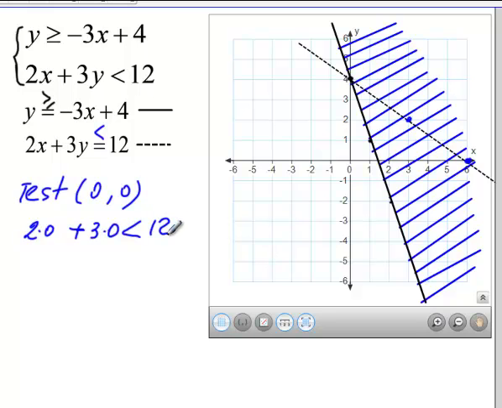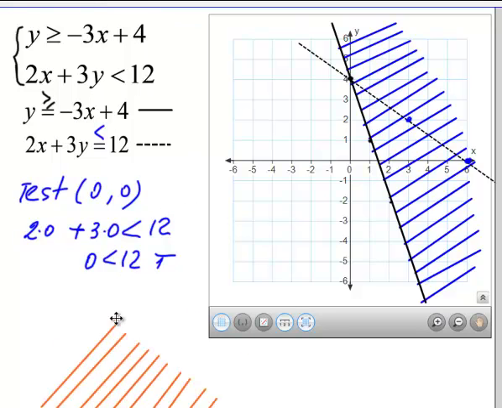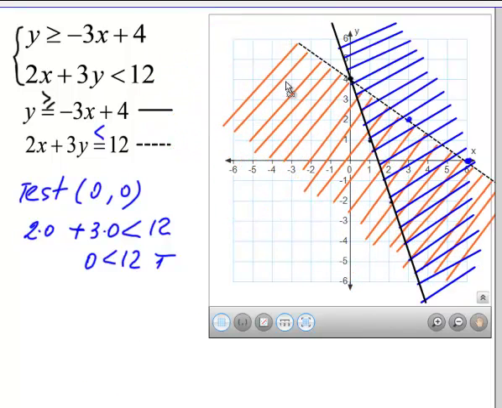Less than 12. Now, the whole left-hand side is 0, less than 12. Is it true? Yes, it's true. If it's true, 0 and 0, this point is the part of the solution of this inequality, and all other points. So we need shading for this. And let me move the shading right here. So here is the shading for this portion. And you can see that where those shading portions overlap, the overlapping portion is the solution.